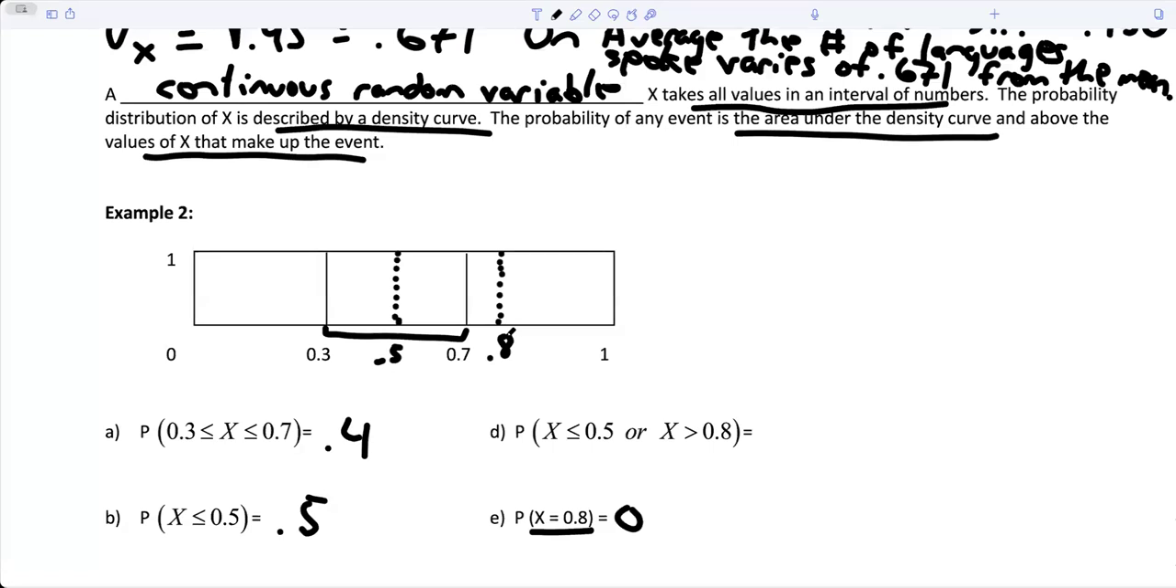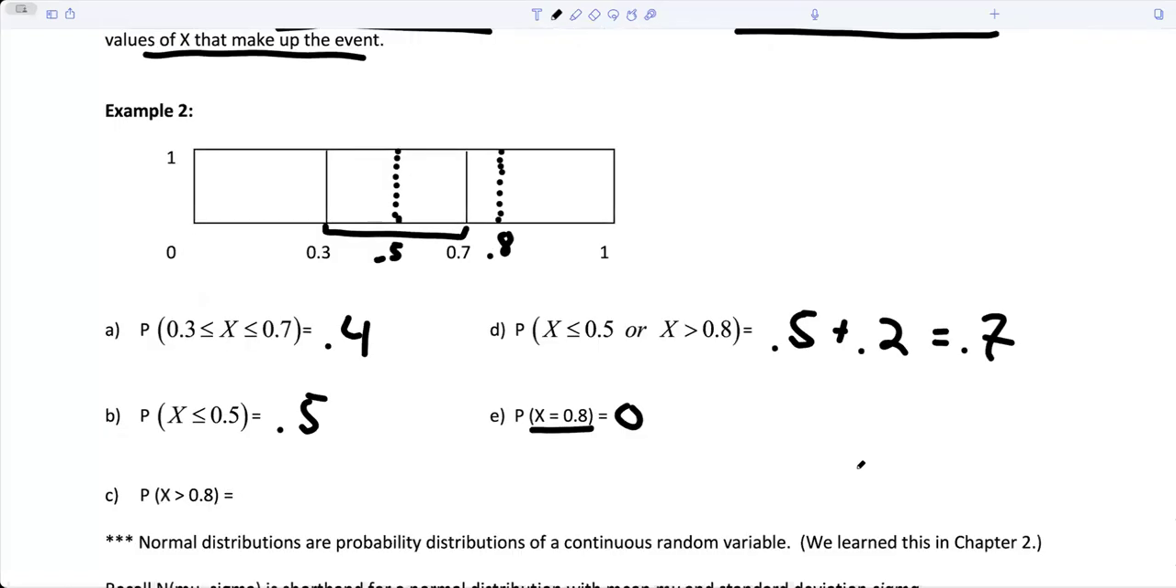All right. Well, let's do this. What is the probability that X is less than or equal to 0.5 or greater than 0.8? Well, those are mutually exclusive, right? I would add the probabilities together, so that's going to be 0.5 plus 0.2. So this one would be 0.7.